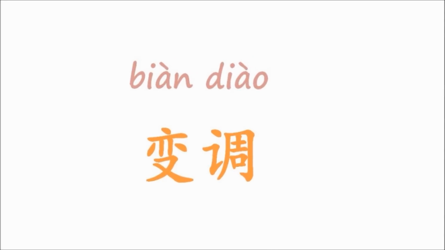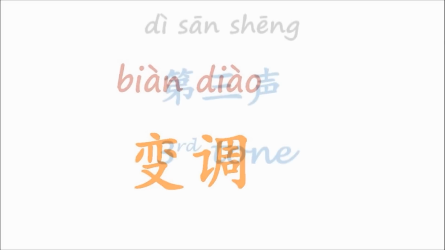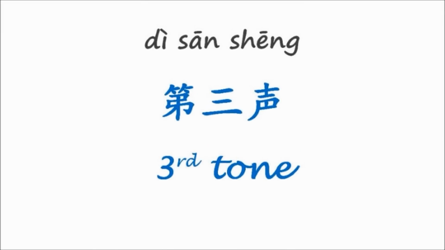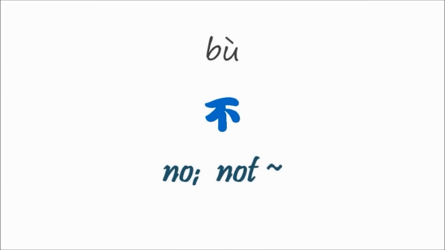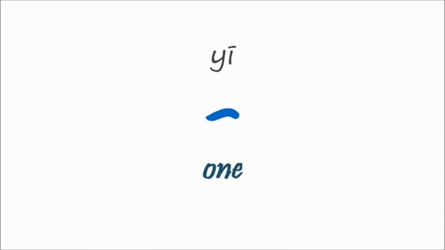There are three sets of tonal changes that you have to know, and the first one is that of the third tone, which you will learn today. The other two are 不 tonal changes and 一 tonal changes, which I'll do another time. They do seem complicated, but once you know the patterns, they're not that difficult.